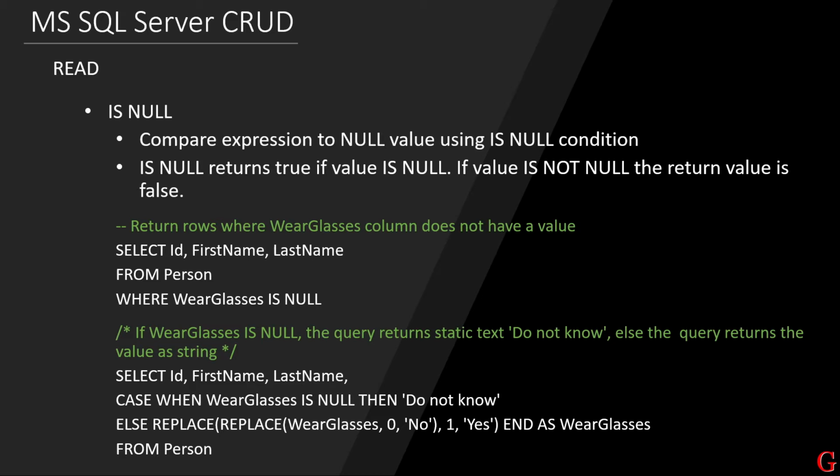Null is the same as nothing. Nothing plus something is always nothing. If you want to return rows where column value is null or compare expressions to null value, use isNull condition.